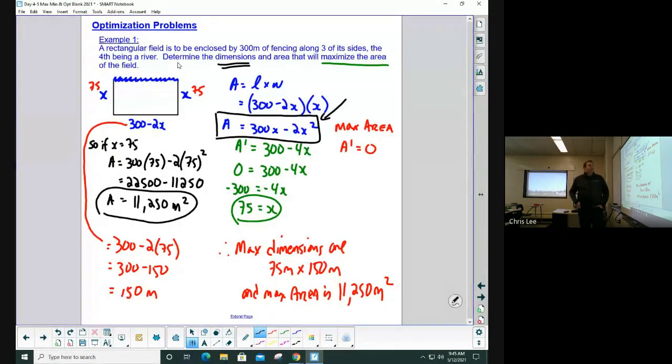Now in this case, we should see that it is a maximum because this is a parabola that's upside down. You can see that there. And there are no endpoints on this, so that has to be our max value.